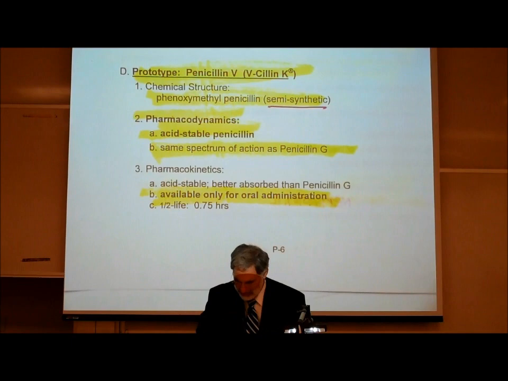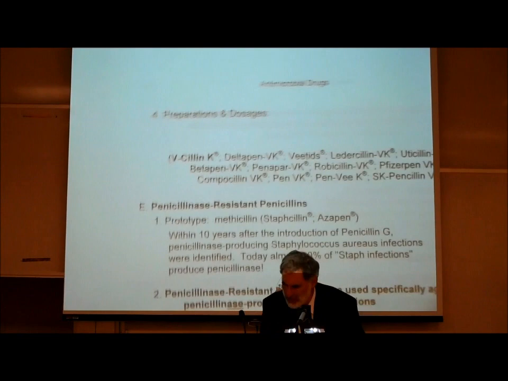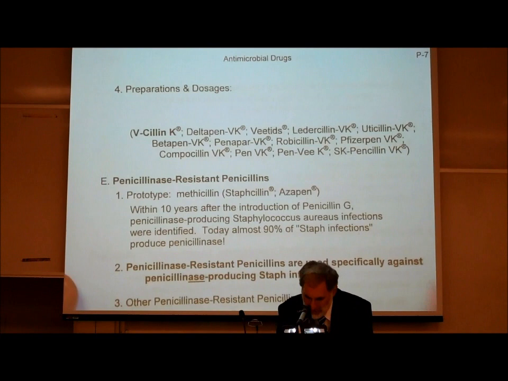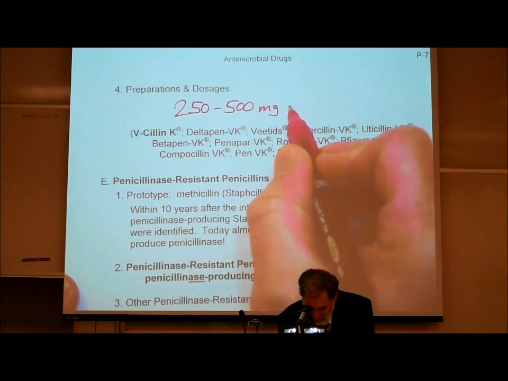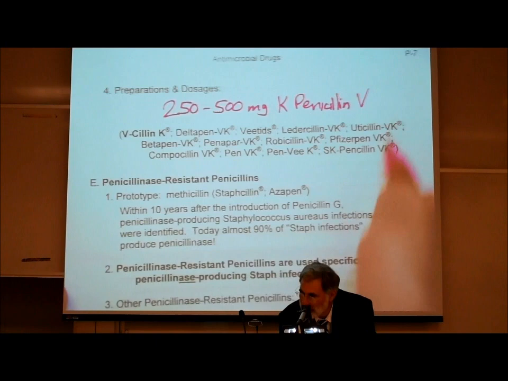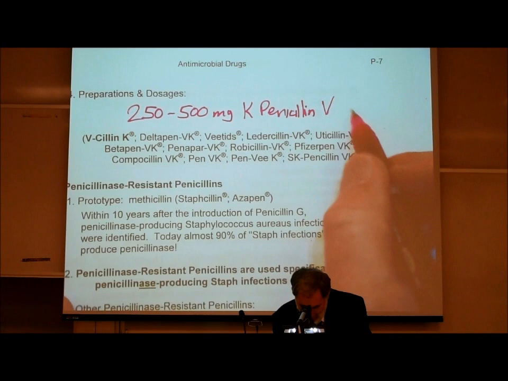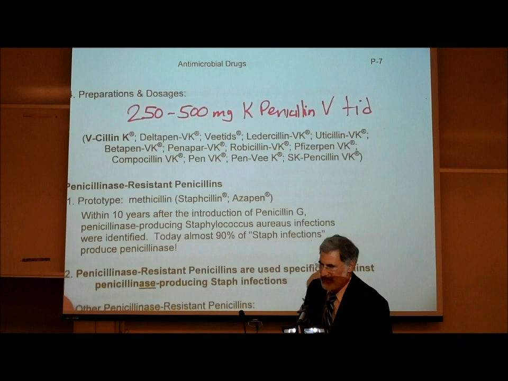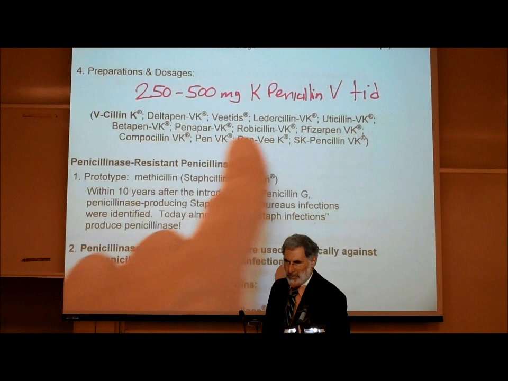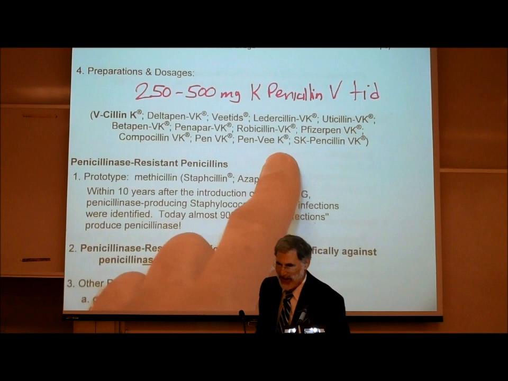On page P7, a typical dose of penicillin V, which doctors prescribe and so do dentists, is either 250 to 500 milligrams of potassium penicillin V, and it's just a potassium salt of penicillin V, and that's usually taken 3 or 4 times a day. We'll say TID. So whether they take it 3 times a day or 4 times a day, that's a typical dose. All right, and it goes by all these different brand names, and you probably have heard of V-cillin potassium or PenVK or Pfizer PenVK. These are just all different brand names.